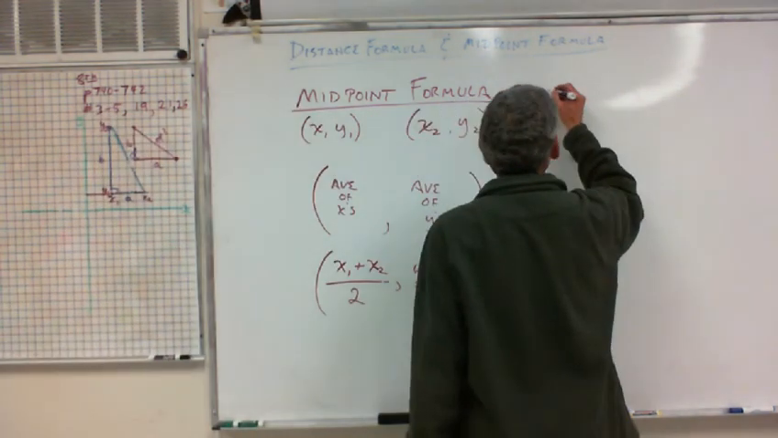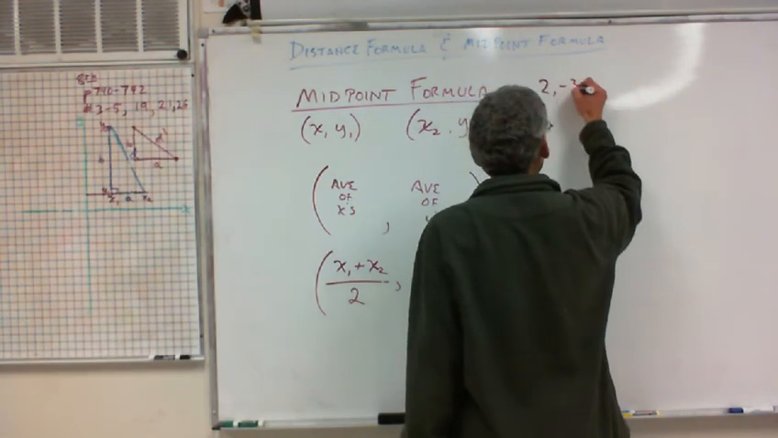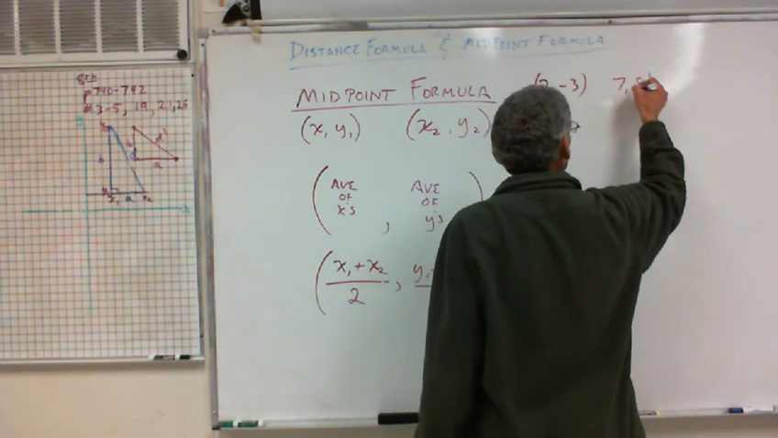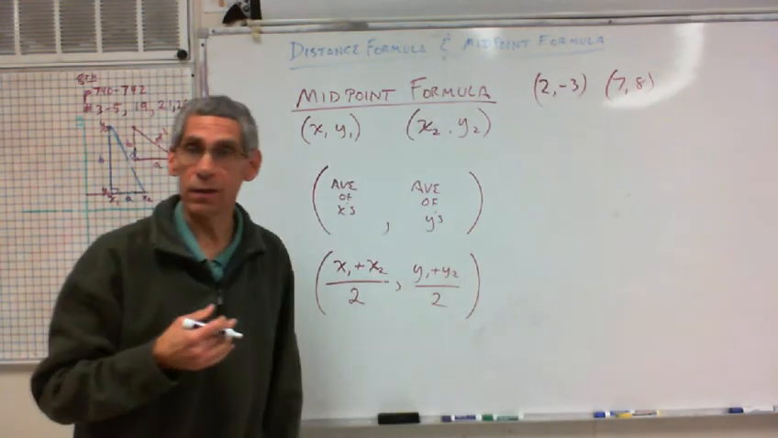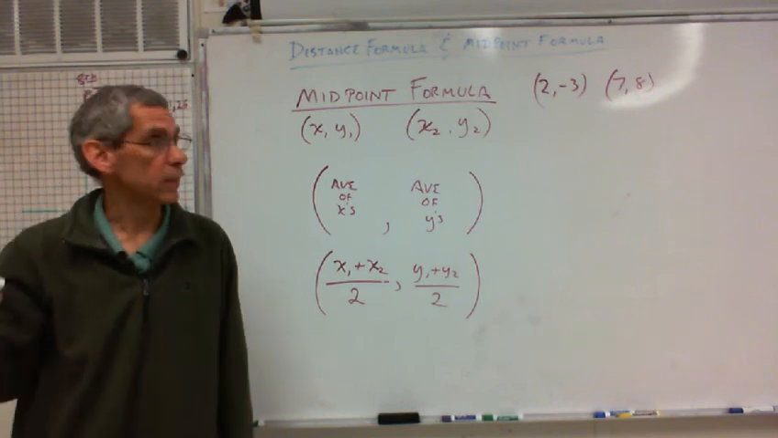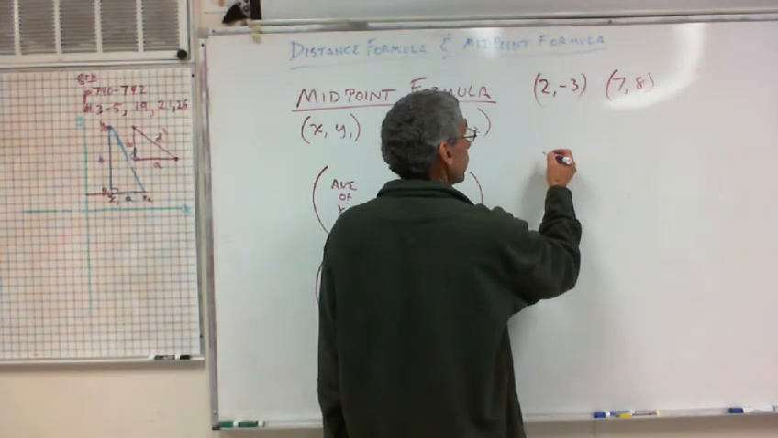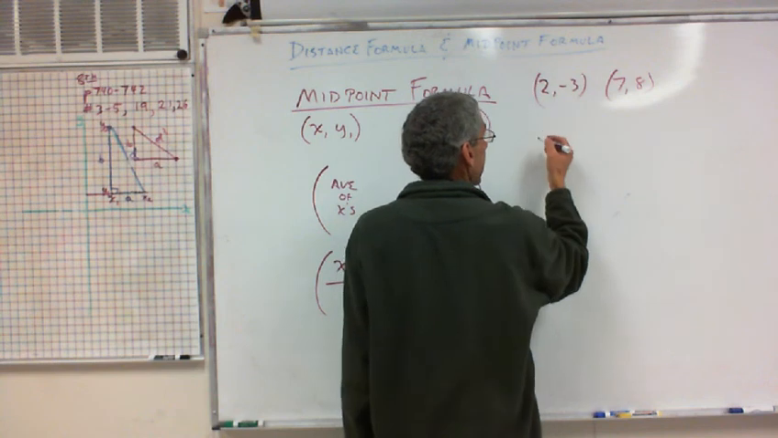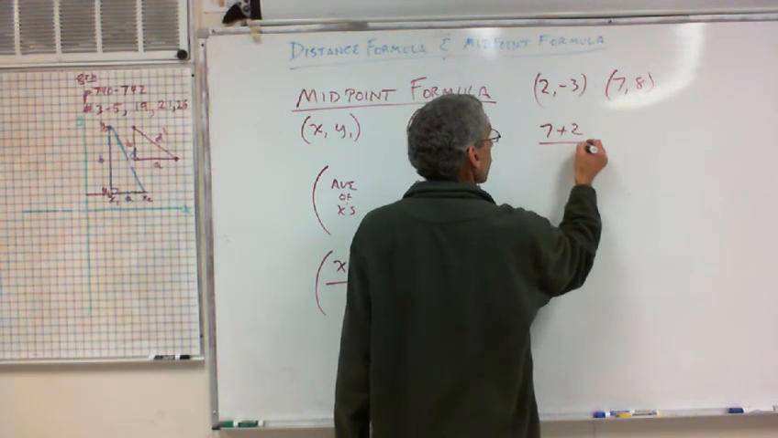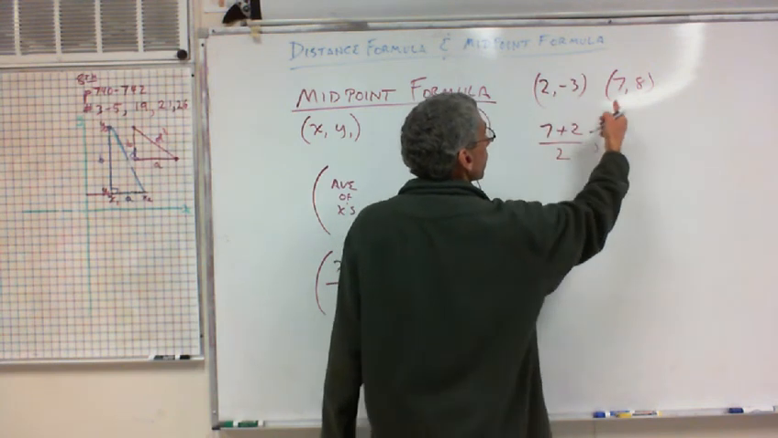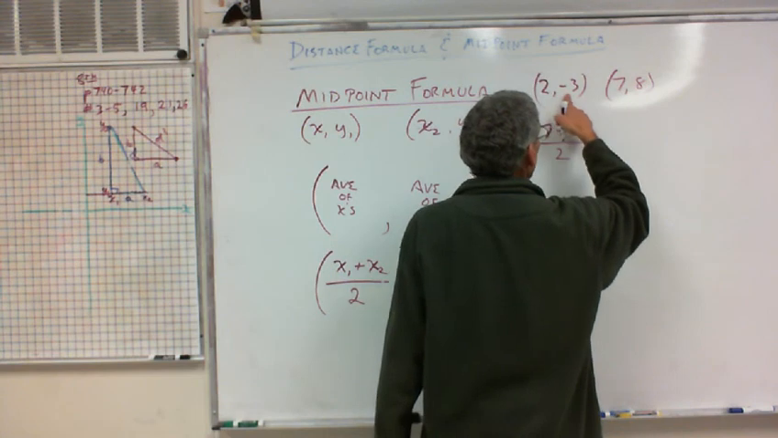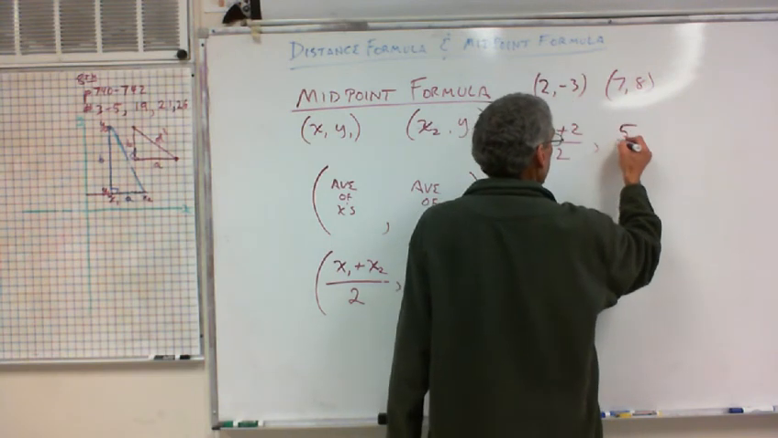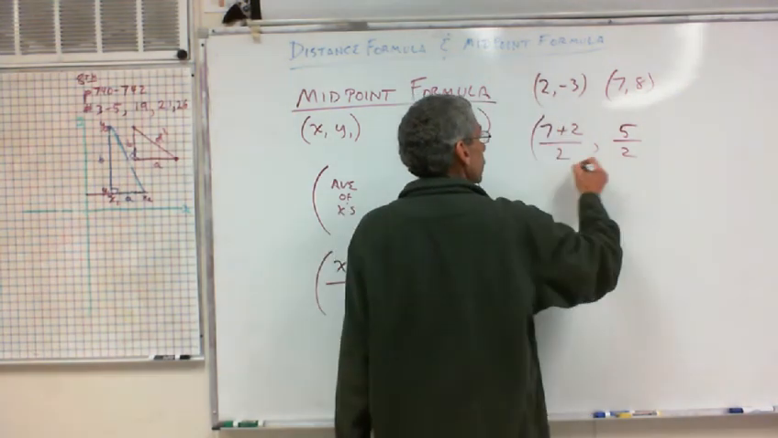So let's try 2, -3, and 7, 8. I want to find the midpoint between those 2 points. Right? It's a piece of cake. Watch. 7 plus 2 is, those are my x's. It's going to be 7 plus 2 over 2, comma. Here's my y's. 8 plus a -3, which is 5, over 2. Right? So that's my midpoint.